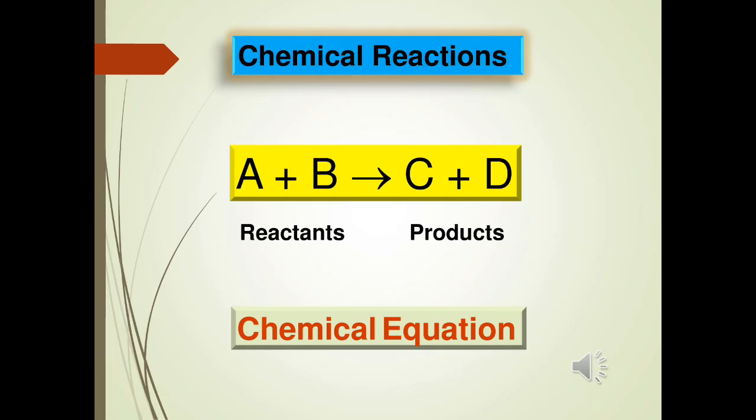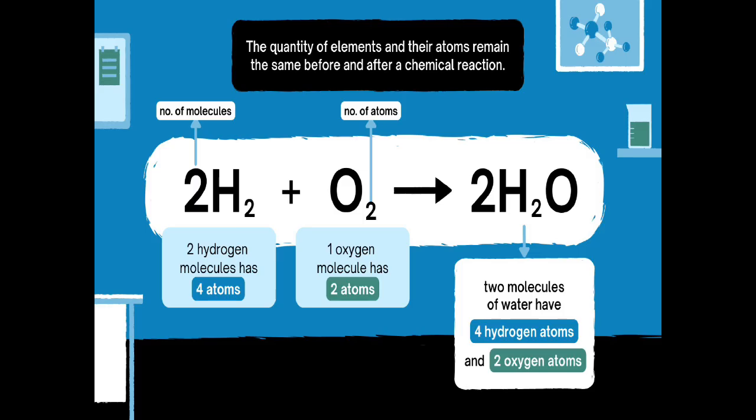A chemical reaction is as follows: A plus B gives rise to C plus D, where A and B are reactants. After the reaction, new substances are formed. C and D are called products. Whenever this is represented by symbols, the chemical reaction becomes a chemical equation. The quantity of elements and their atoms remains the same before and after a chemical reaction. The chemical reaction can be represented with a chemical equation.